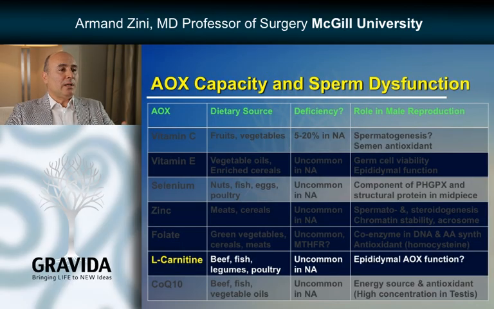L-carnitine is one of the agents that has been studied more recently. It is found in beef, fish, poultry. Deficiency in L-carnitine is uncommon in North America, and we think that this antioxidant is important for epididymal antioxidant function.